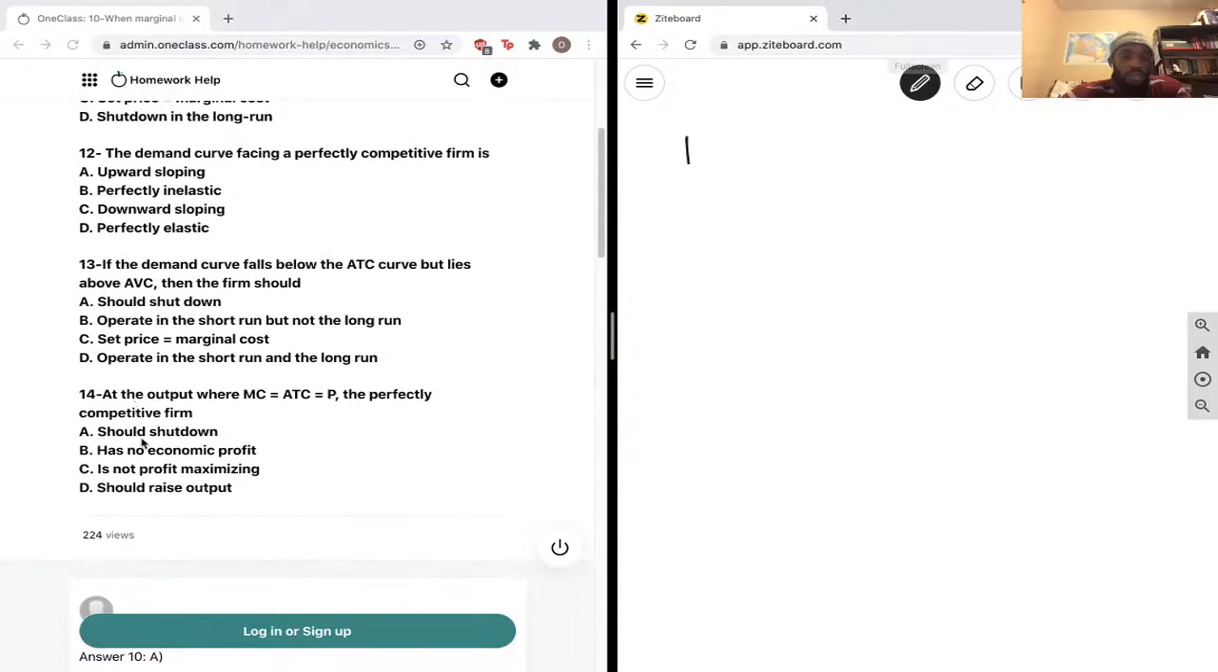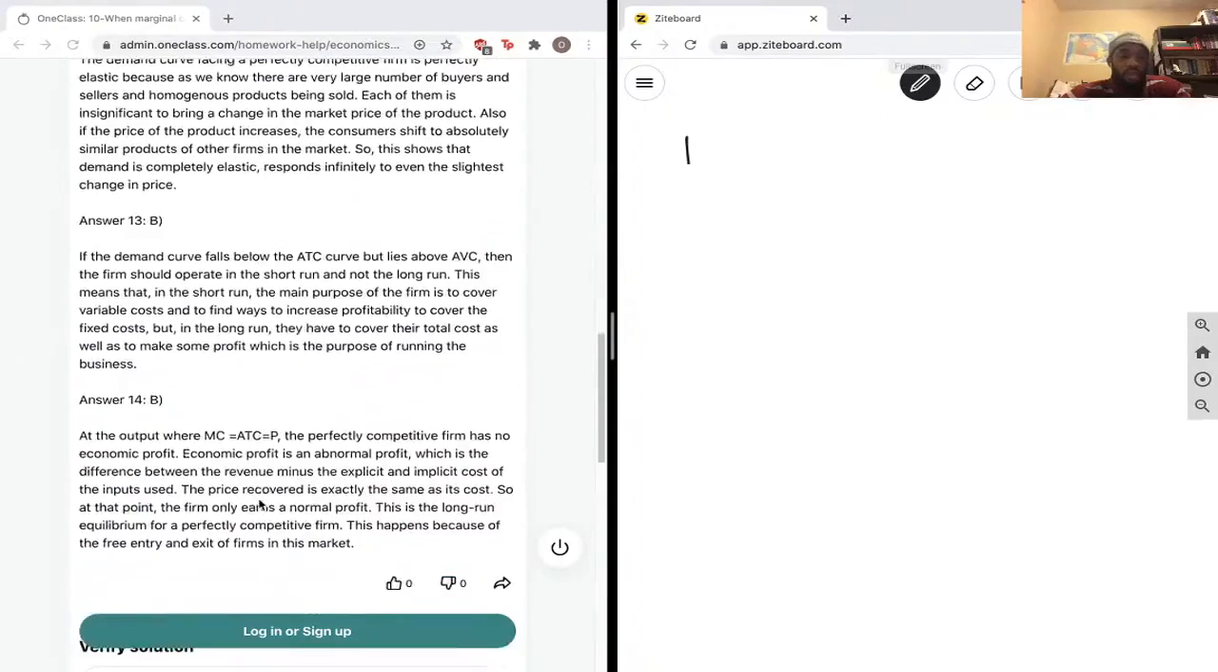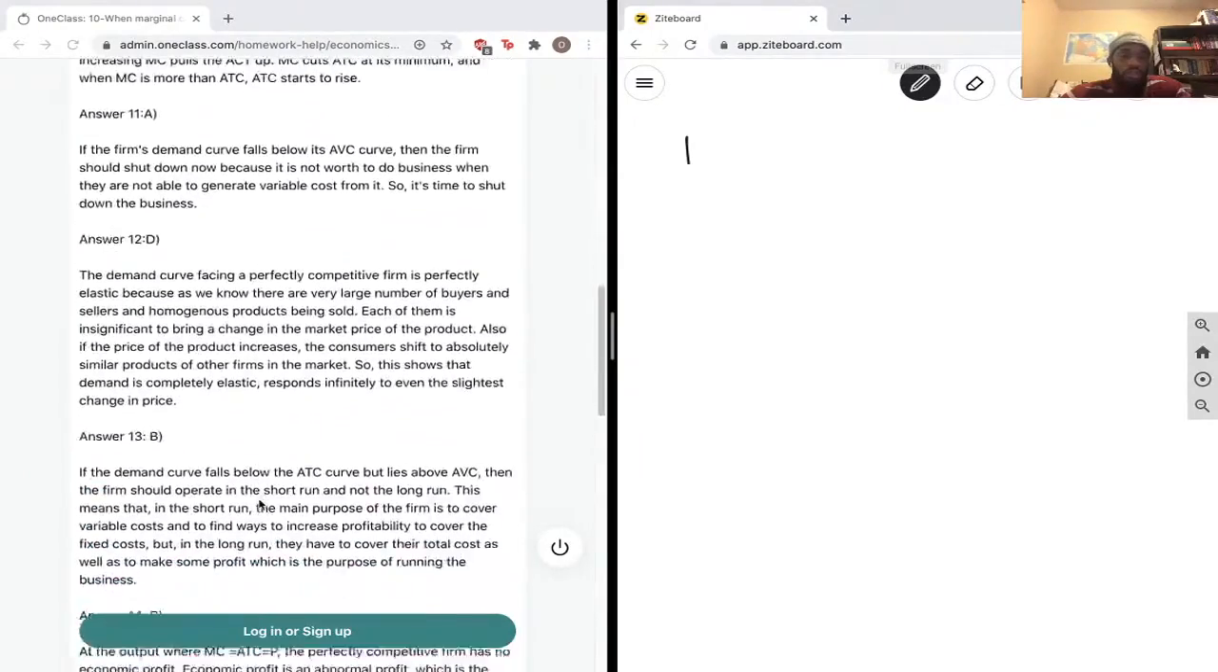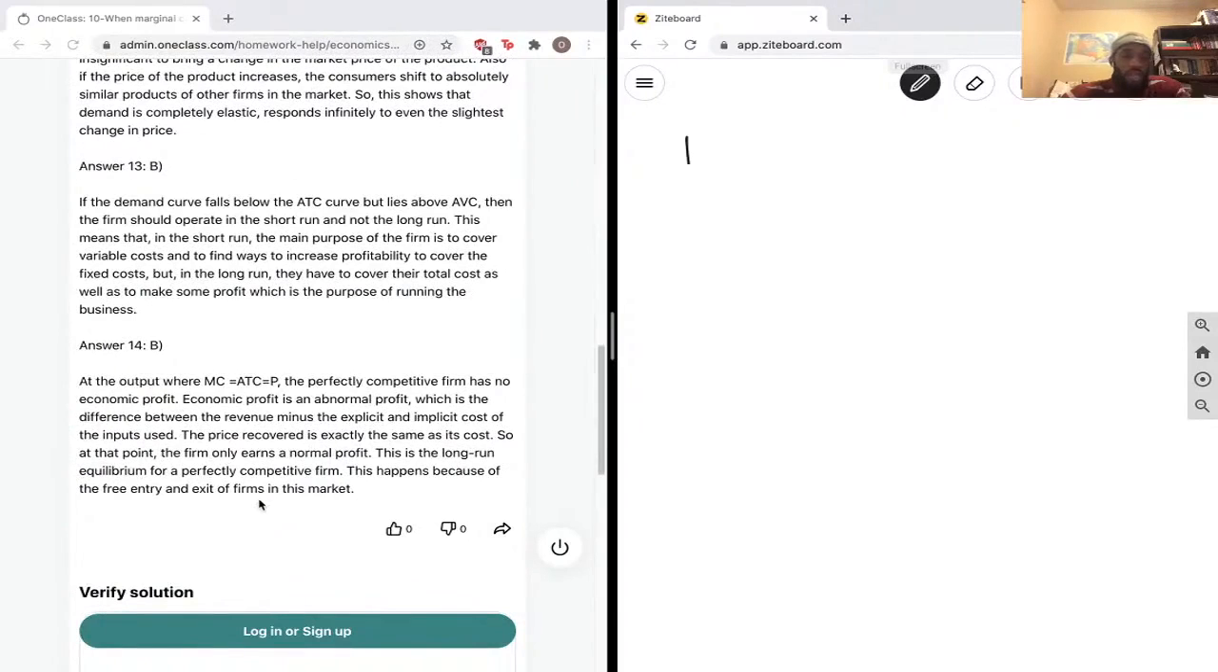The last question in this set is: at the output where marginal cost equals average total cost equals price, the perfectly competitive firm should: A, shut down; B, it would have no economic profit; C, it is not profit maximizing; D, it should raise output. And the answer here would be B, it has no economic profit. Where MC equals ATC equals P, the perfectly competitive firm has no economic profit.